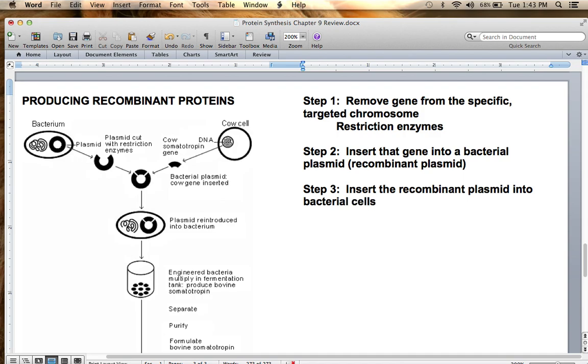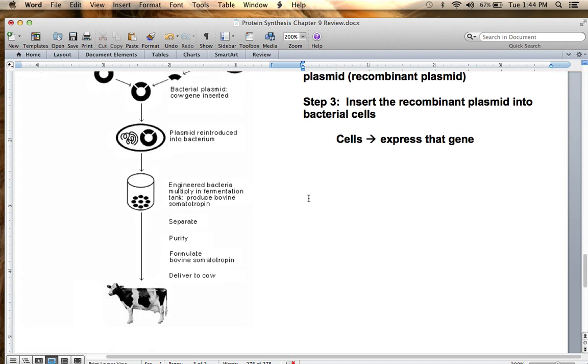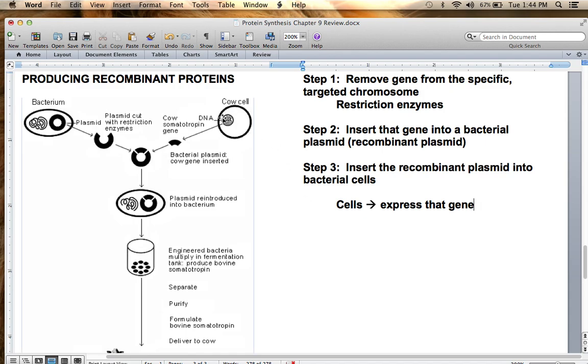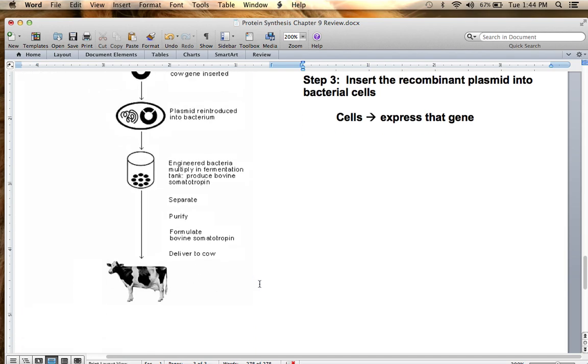Once they're inside the bacterial cells, those cells will express that gene, which in the example of bovine growth hormone, means the bacterial cells are going to make that hormone. Once they've made the hormone, you can harvest it from them, purify it, and then inject it back into the cow. In this picture you can see these steps. Step one is you remove the gene you care about from the DNA in the cow, and then you splice it into a bacterial plasmid. Then you put that bacterial plasmid into a large culture of bacteria. You grow it. They produce the protein you care about because they're expressing that gene, and then you can separate out that protein, purify it, and get it back into the cow.